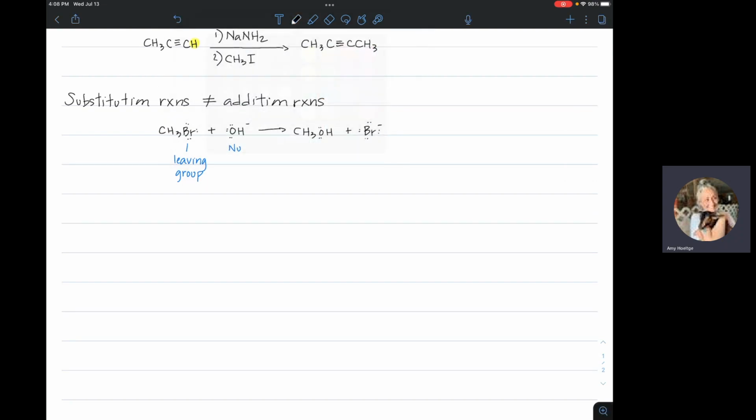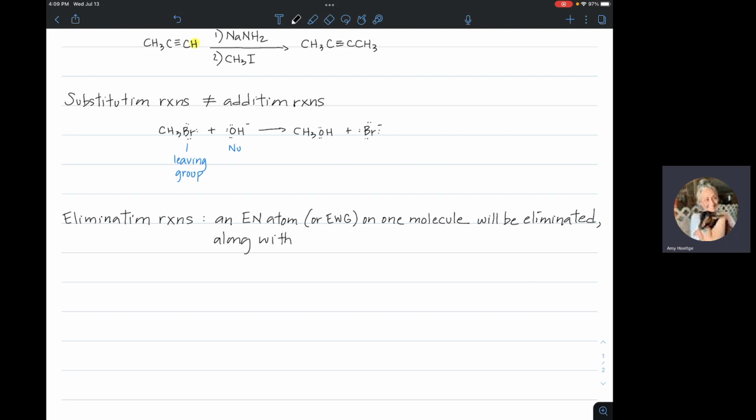In elimination reactions, what we have is an electronegative element, some electronegative atom or an electron-withdrawing group on one molecule, that is going to be eliminated along with the hydrogen from an adjacent carbon.